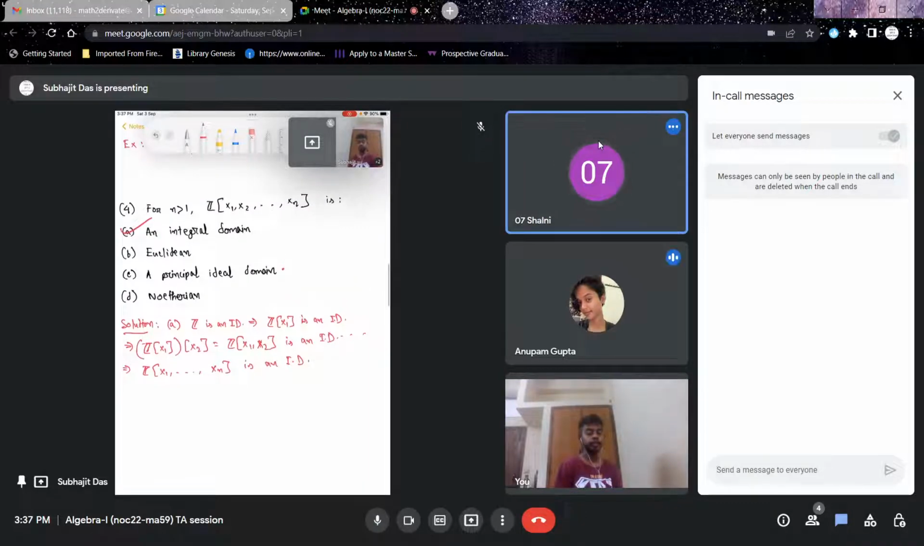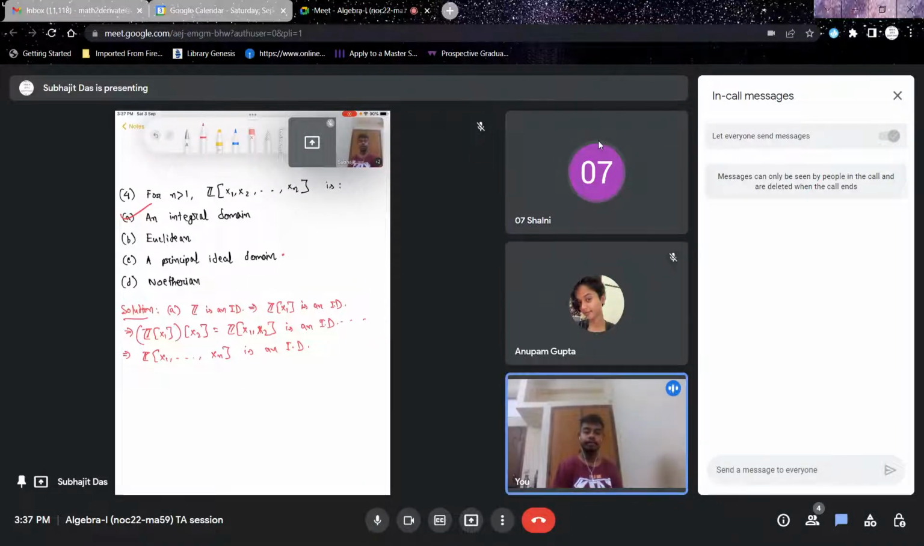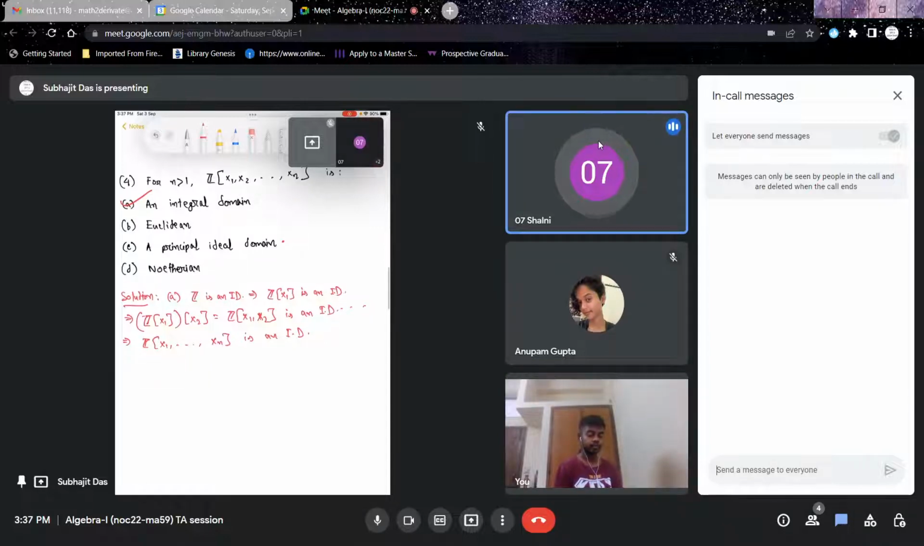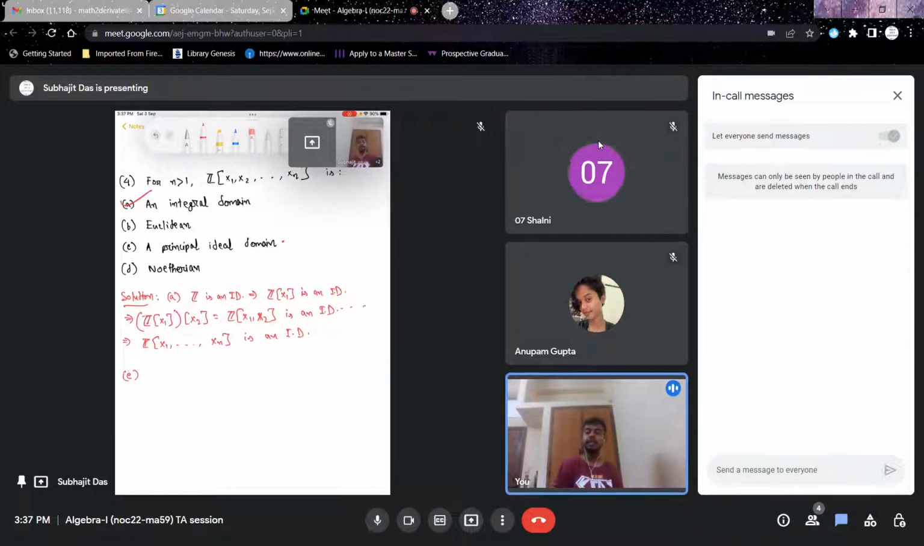No, sir. Okay. Sir, can you give me an example? Sir, Z[x] is not a PID because the ideal generated by x and 2 is not principal. Exactly. So you can use the same idea here, right? You can just consider the ideal generated by x1 and 2, or the ideal generated by x1 and x2, let's say. That won't be generated by a single element, right?